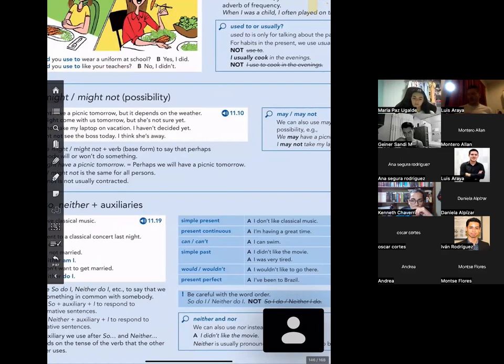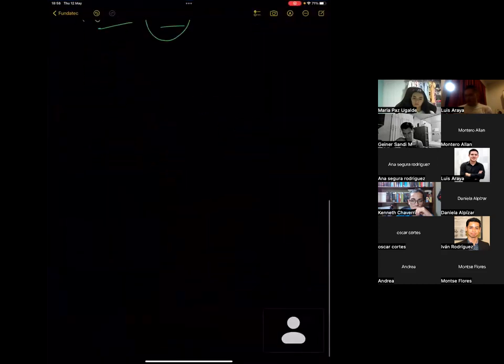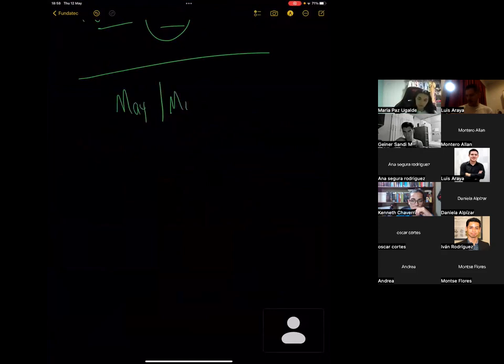Okay, let me give you some examples. Let me create a division here: may or might. Super simple. How is the structure, in case you need this? If we start with the subject, this is for a positive statement.